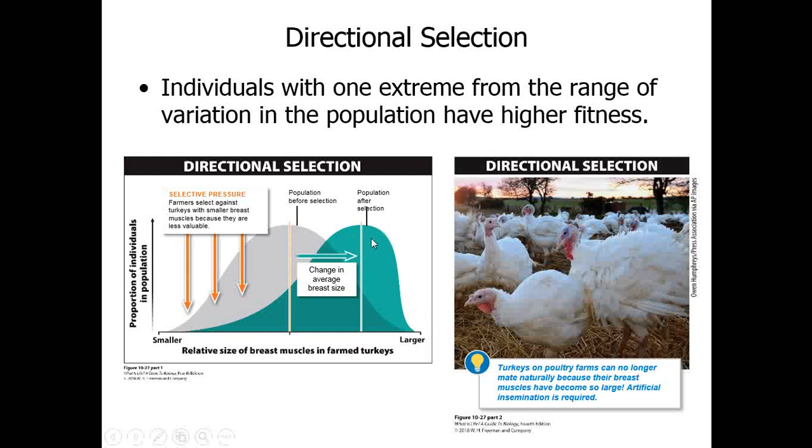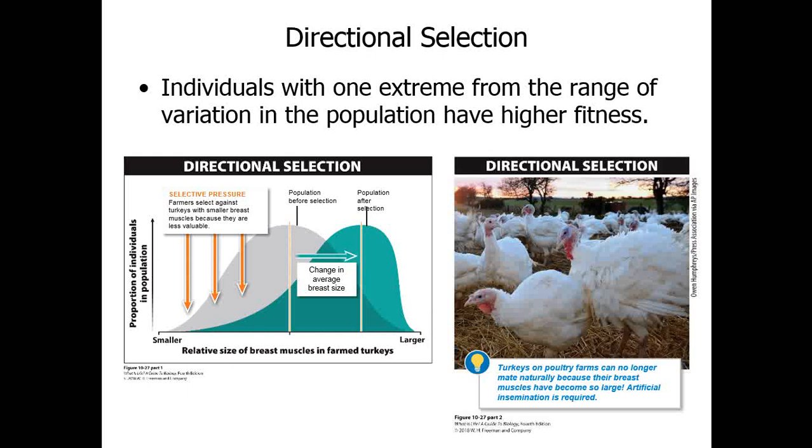For the kangaroo rats, for example, the directional selection there would be to select for the little blonde rats, the little ones that are tan. The selective pressure in that example is probably predation. The darker colored kangaroo rats are going to get picked off more easily and more quickly than the light brown ones. And so that's the selective pressure.